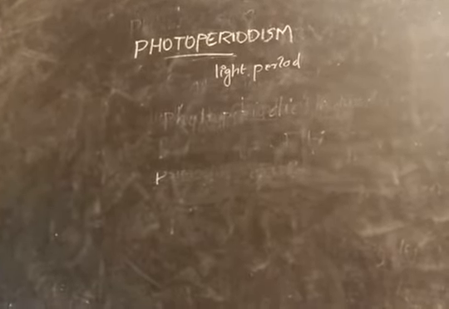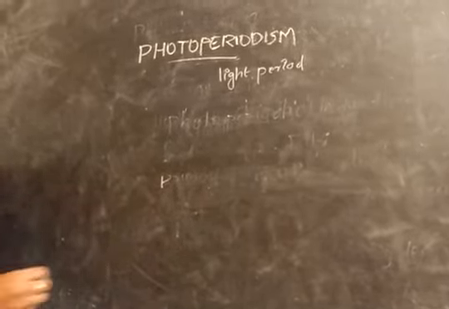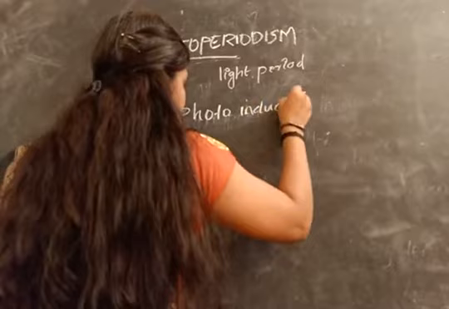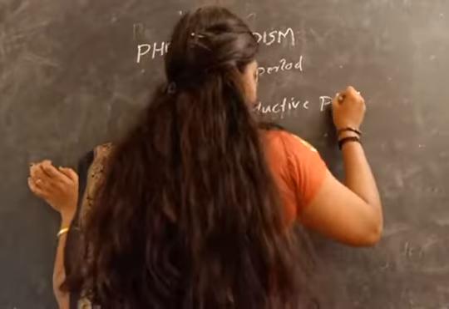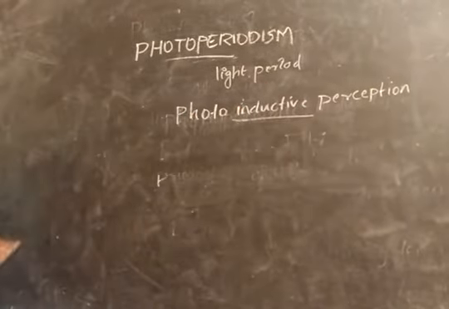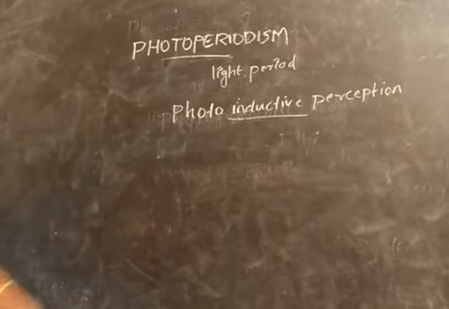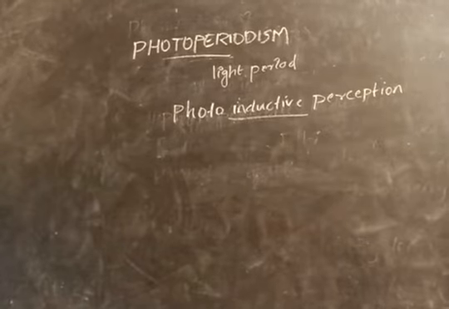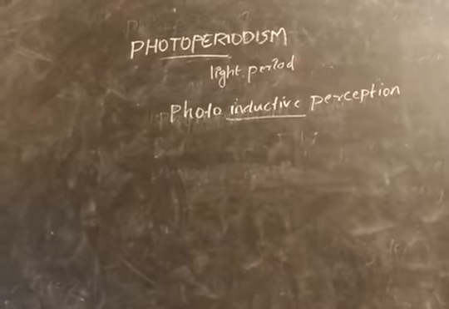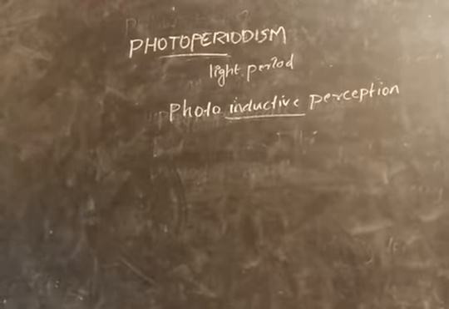Then, the site of photoinductive perception. The photoperiodic stimulus is received by leaves. The floral hormone is synthesized in leaves and is translocated to the apical tip.